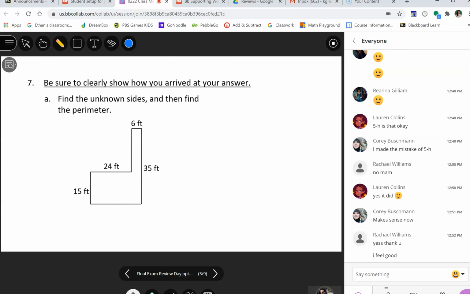But just note, this question is asking you to do two things. It's asking you to find the unknown sides. So that's one thing. Then it's asking you to find the perimeter. So make sure you do both of those things. And I'll be quiet for a sec.